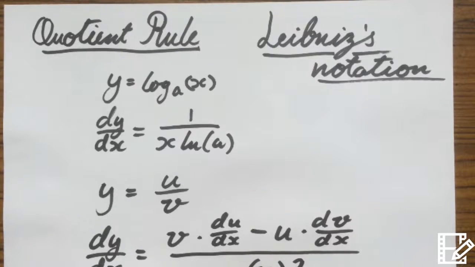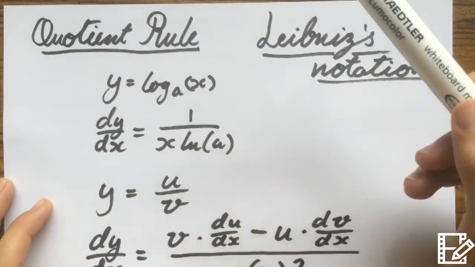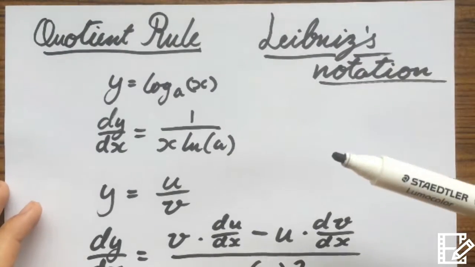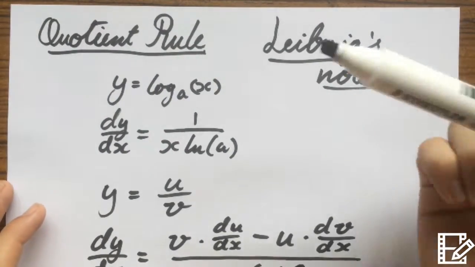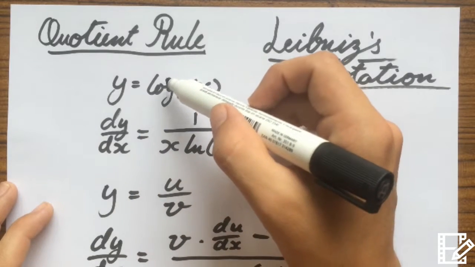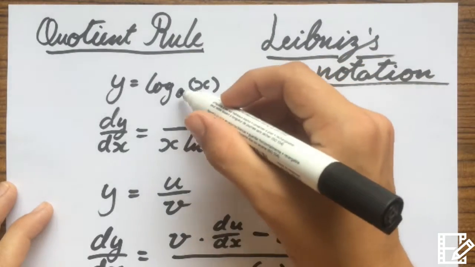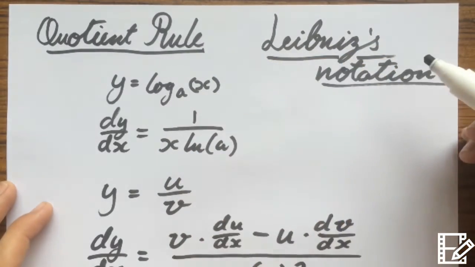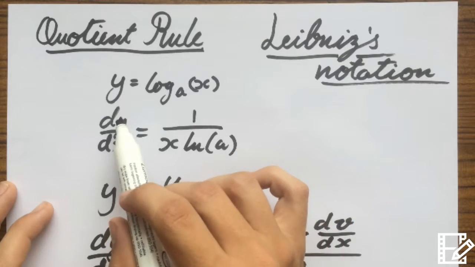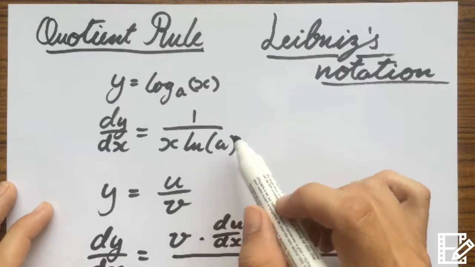Welcome back to another episode of Learning Derivatives, where I'll be showing you how to derive logarithms using the quotient rule, Leibniz's notation. So here we have a function, y, and it equals log to the base of a, x. A is our number and x is our variable. So when we derive this function, we get 1 over x ln a.